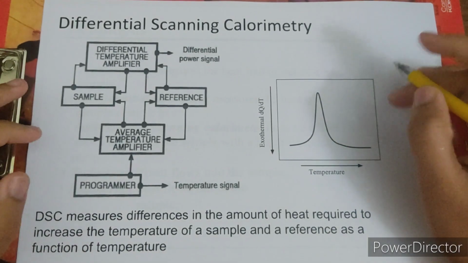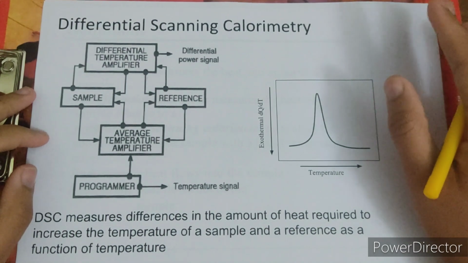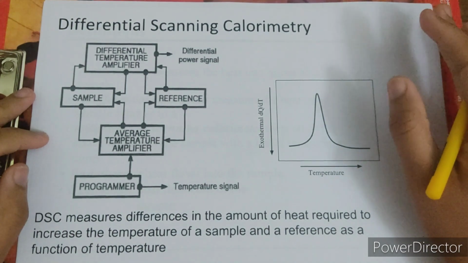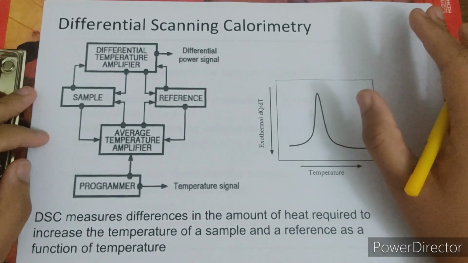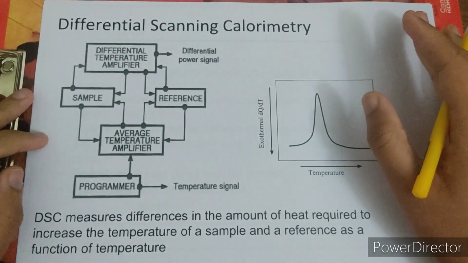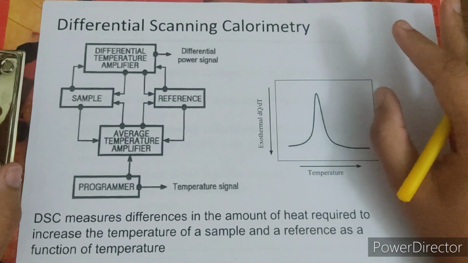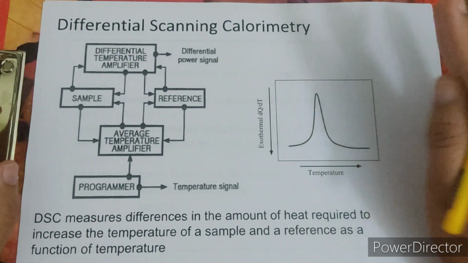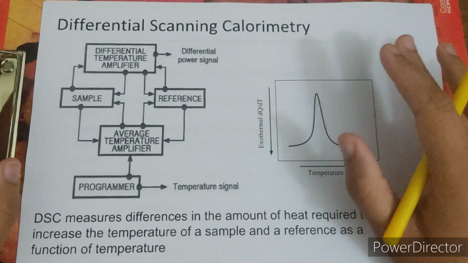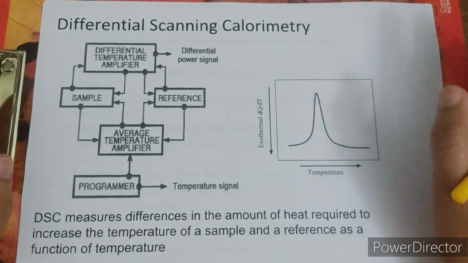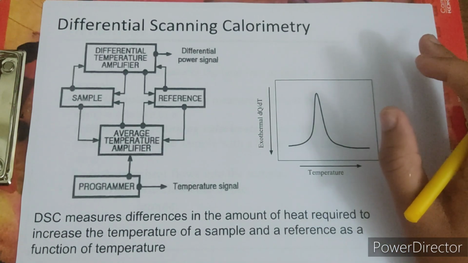Hello all. In the last video, I had covered the topic related to TGA and DTA. In this, I'll be covering differential scanning calorimetry. So basically, what is the difference between them? If you take TGA and DSC, it's completely different. TGA tells you about chemical changes, whereas this gives only physical changes.